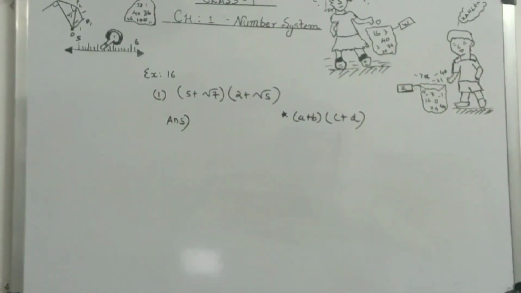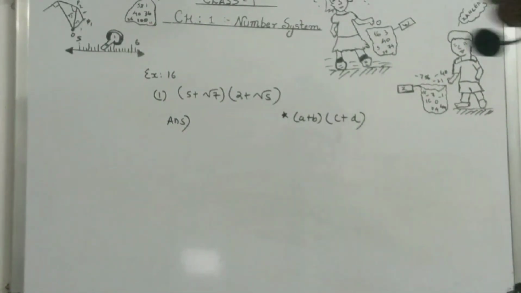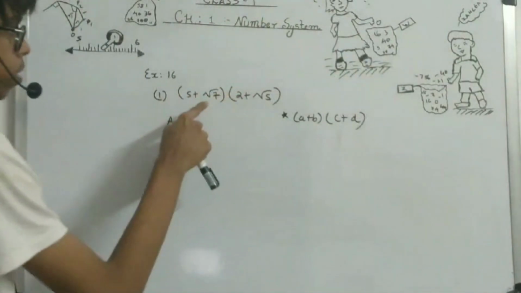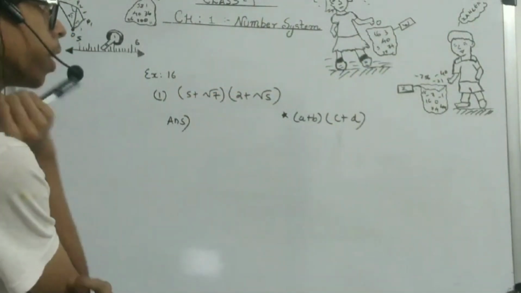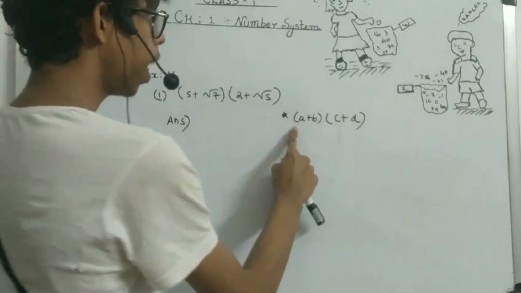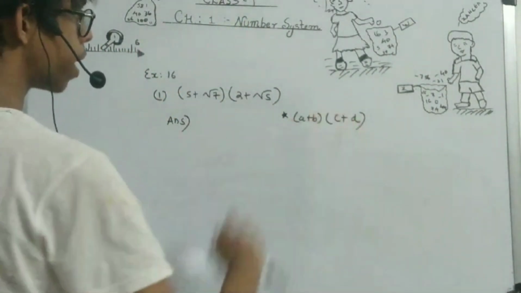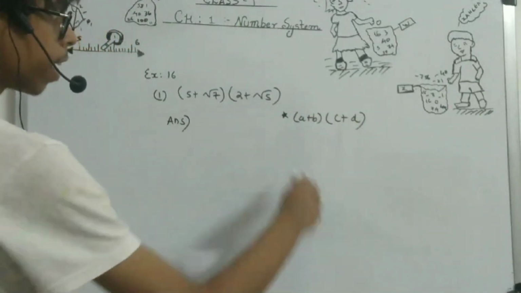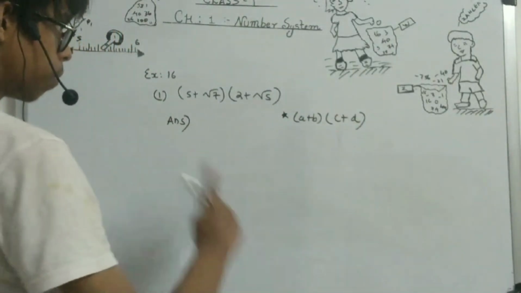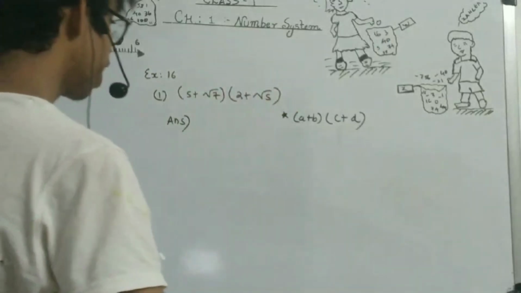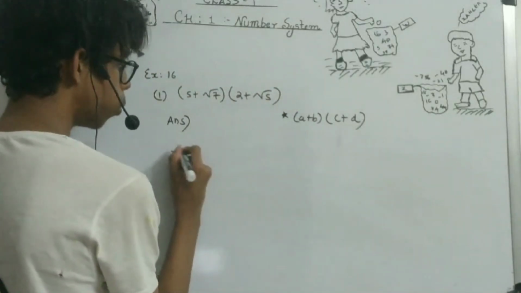The question is, simplify the following expression. We are given 4 expressions, and we have to simplify each one of them. The first question is 5 plus root 7 into 2 plus root 5. If you see this question, the identity that should come to your mind is the A plus B into C plus D identity. We have to use this identity and simplify. I call this the dancing queen identity, because we are just dancing and going like that. Let's see how we will do it.